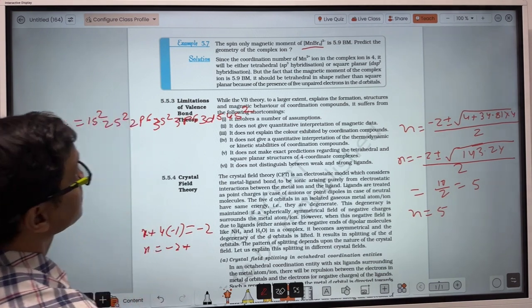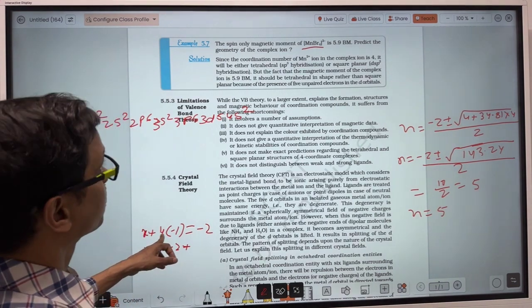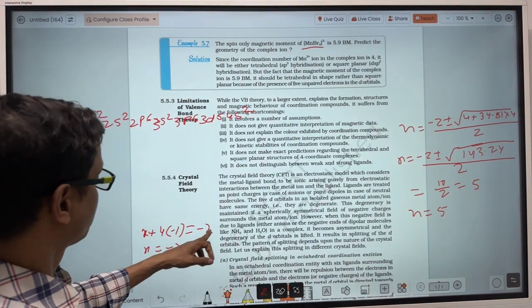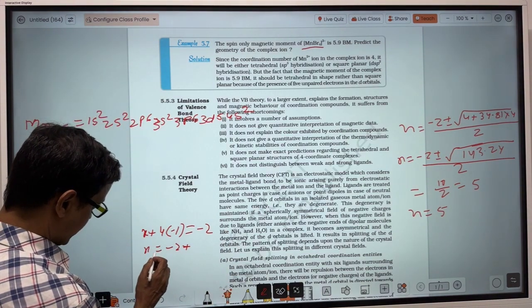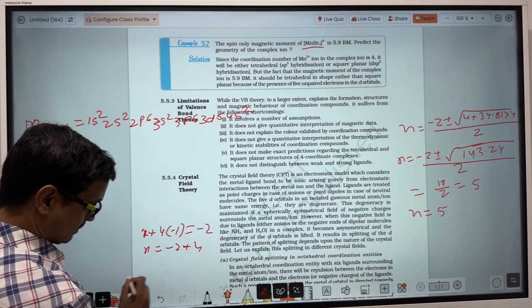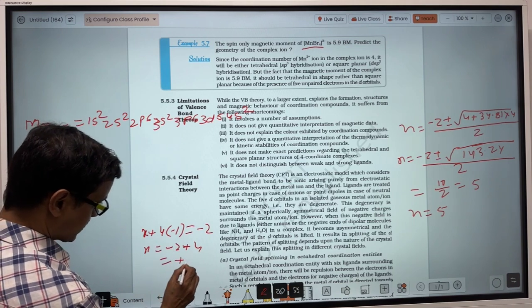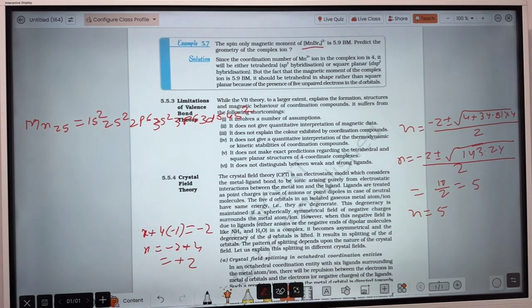and X plus 4 into minus 1 equals minus 2. So X minus 4, so plus 4 here. So X equals plus 2. So the oxidation number here of manganese is plus 2.